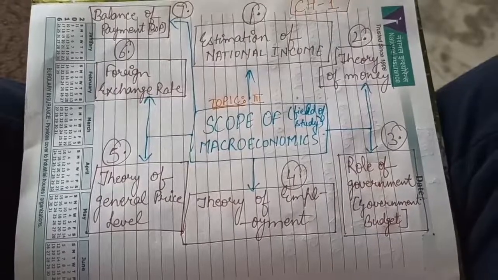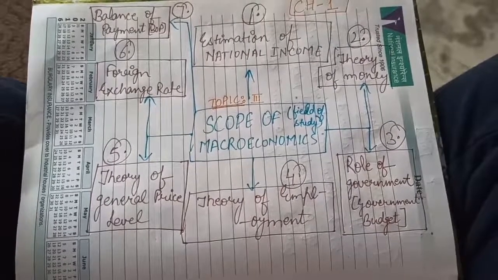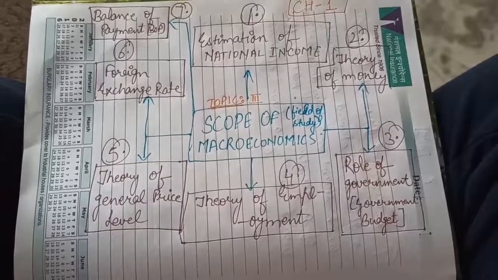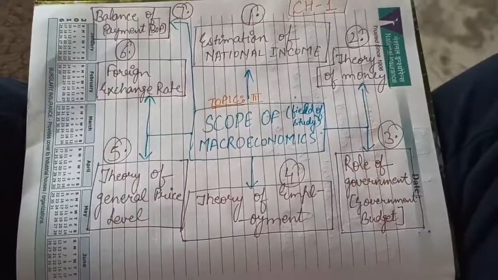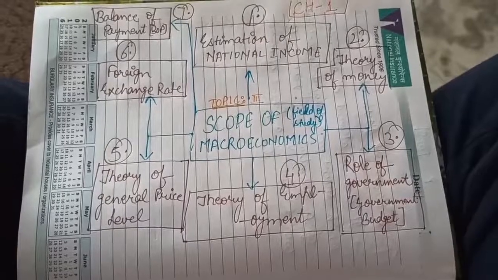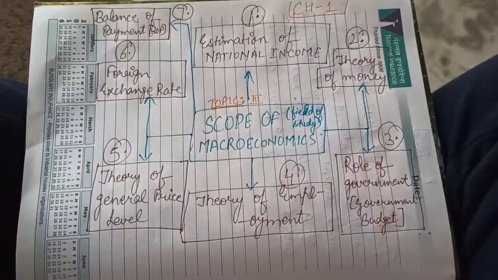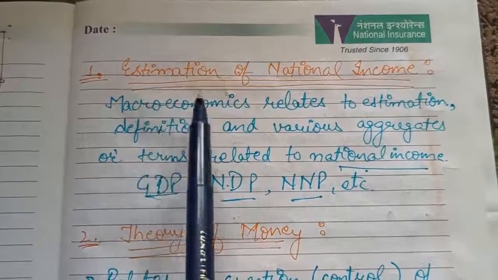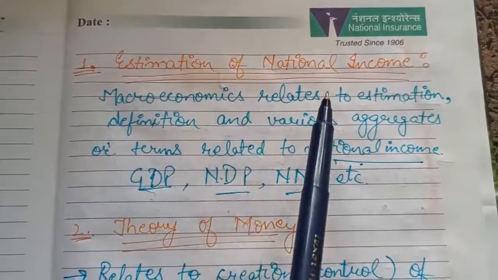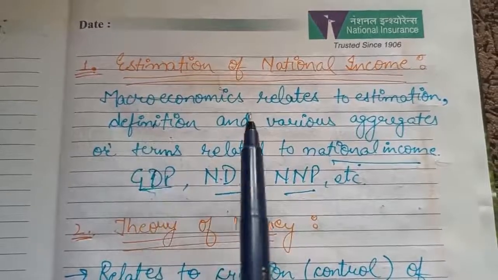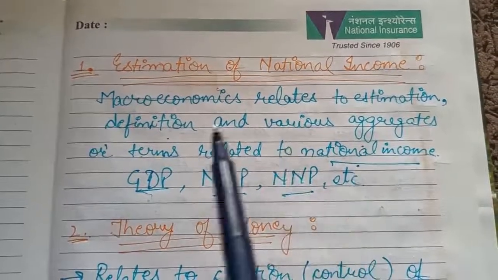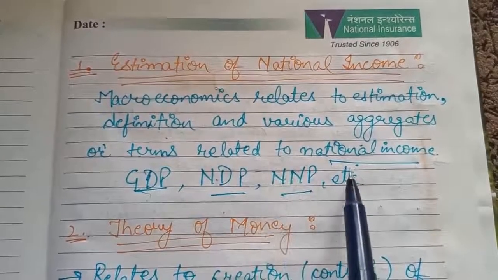These are the topics which we will cover under the scope of macroeconomics, or you can say that these are basically the names of the chapters of your book Macroeconomics. So the first one is the estimation of national income. Under this first point, macroeconomics relates to the estimation, definition, and various aggregates or terms related to national income.